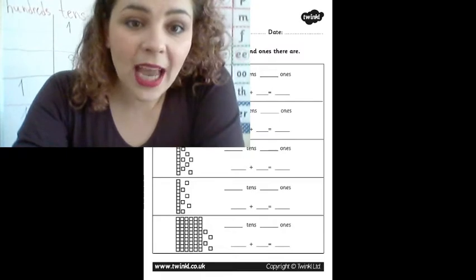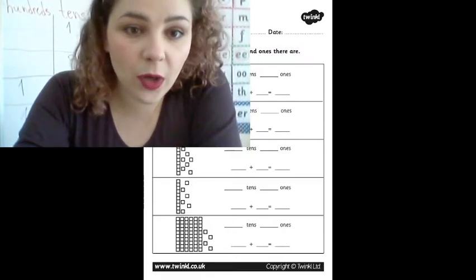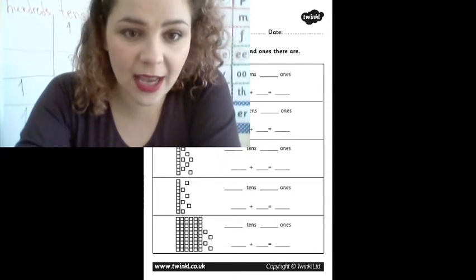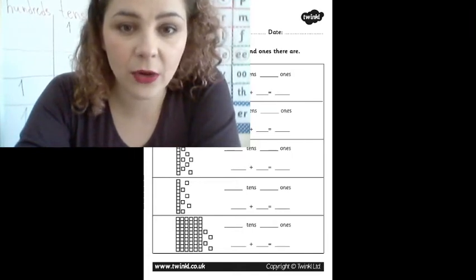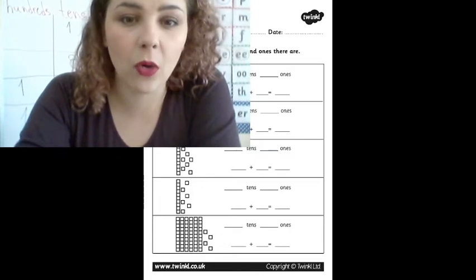So it says write how many groups of tens and ones there are. So you are going to have to count how many tens. So here you have 1, 2, 3, 4, 5. You're going to write number 5 here. So it says 5 tens. How many ones? Only 1. So we're going to write 1.